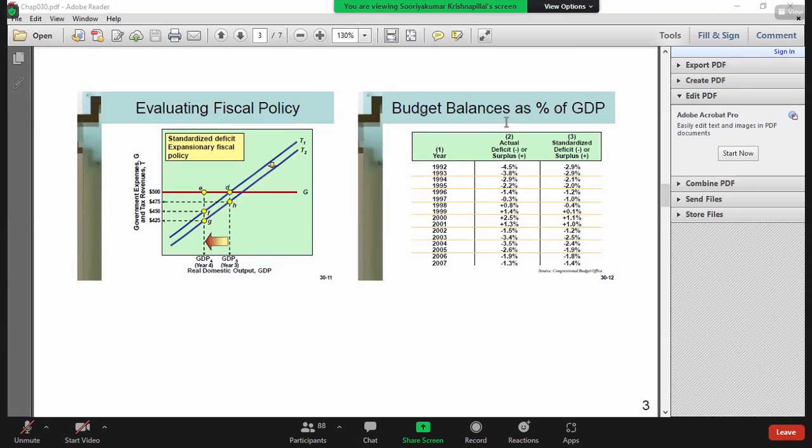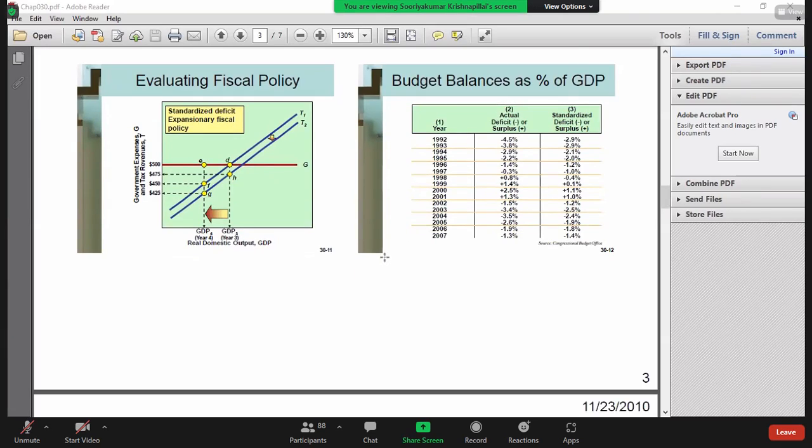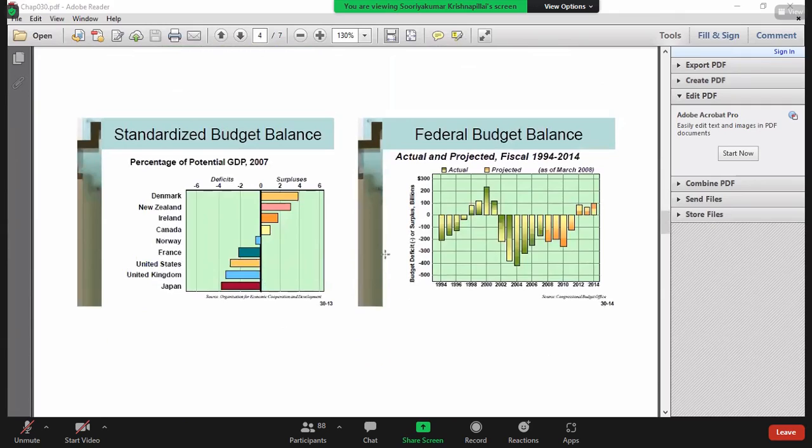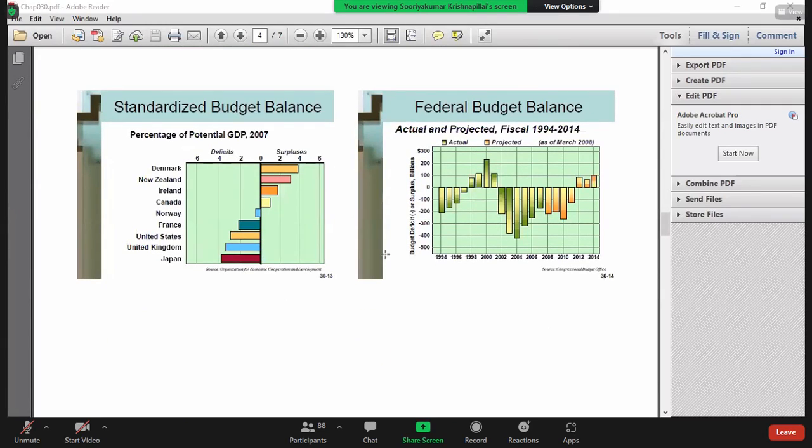So it may be difficult for you to understand now. So now you can see many countries' standardized budget balance. So now you see some countries are in surplus.